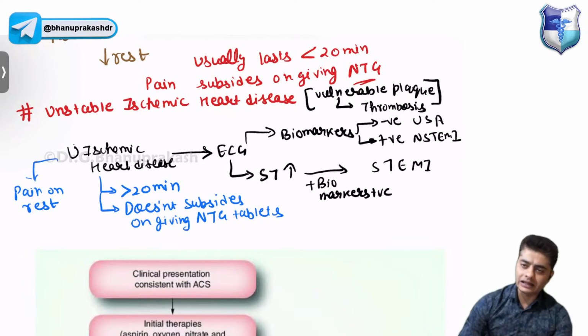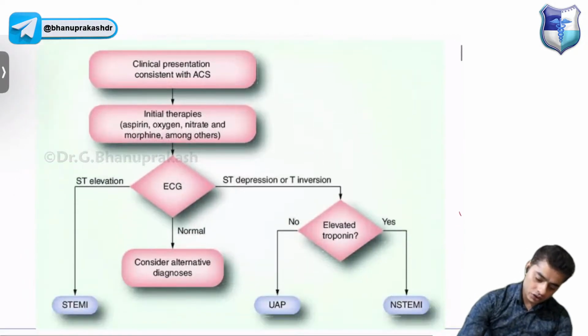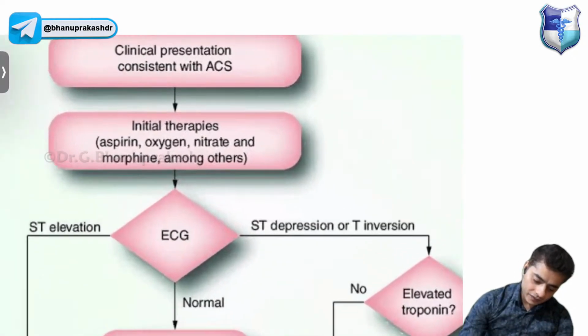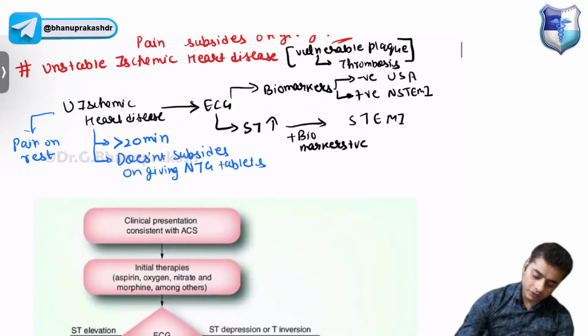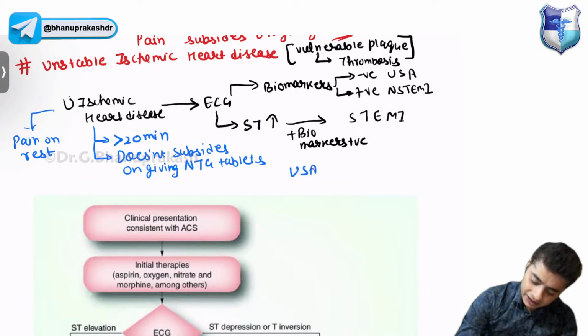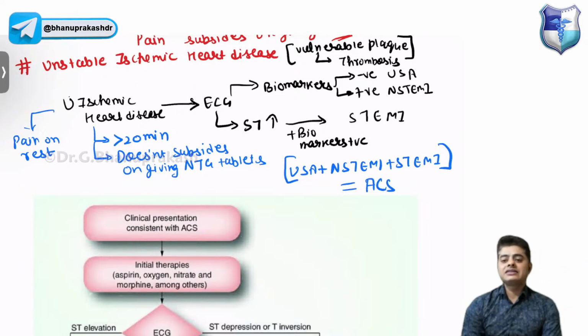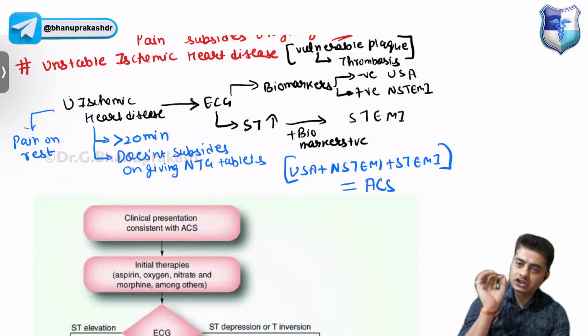ST elevation MI. You can also do biomarkers like cardiac trop T and trop I. But if in the ECG there is no ST elevation, then move on to biomarkers. If biomarkers are positive, then it is non-ST elevation MI, and if biomarkers are negative, then it is unstable angina. So you can see in this diagram. Now I will tell you one more thing, that this unstable angina plus non-ST elevation MI plus ST elevation MI, all these combined are known as ACS. And what is ACS? It is acute coronary syndrome.